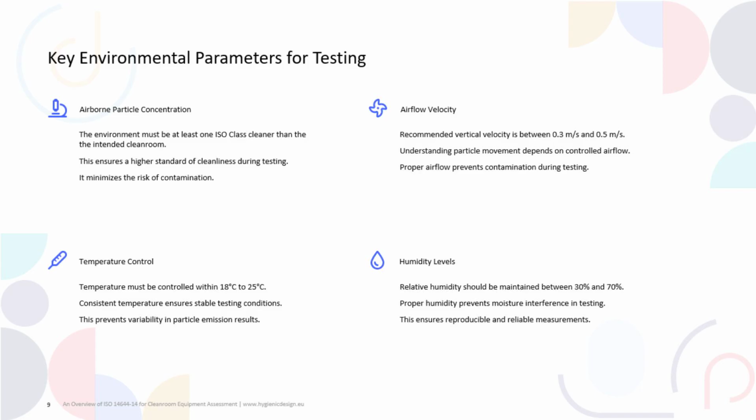Temperature control is also important, with the environment maintained between 18 and 25 degrees Celsius. Consistent temperature conditions help ensure stable testing and reduce variability in the results. Finally, humidity levels need to be kept between 30% and 70% relative humidity. Maintaining proper humidity prevents moisture from interfering with the tests, ensuring that measurements are reproducible and reliable.